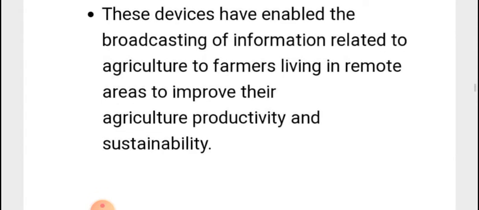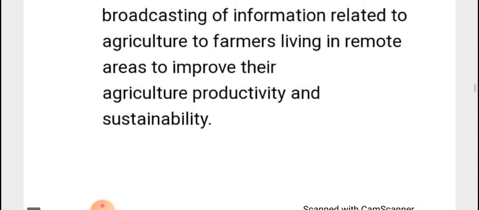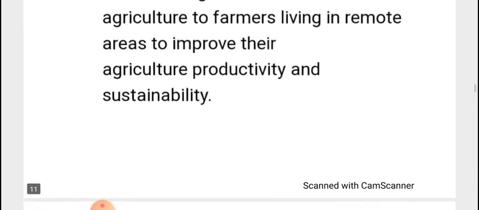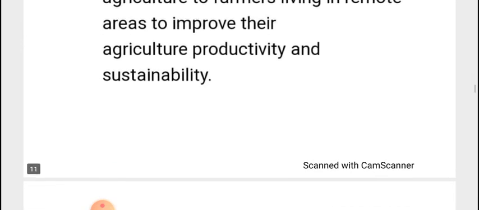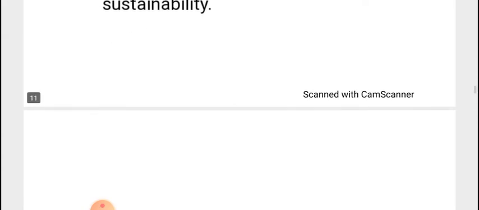These devices have enabled the broadcasting of information related to agriculture to farmers living in remote areas to improve their activity, agriculture productivity, sustainability.